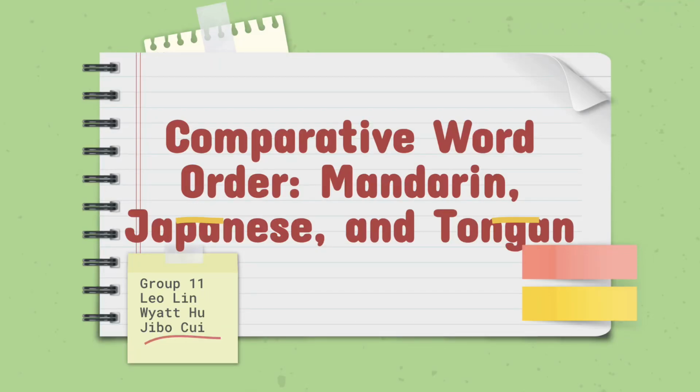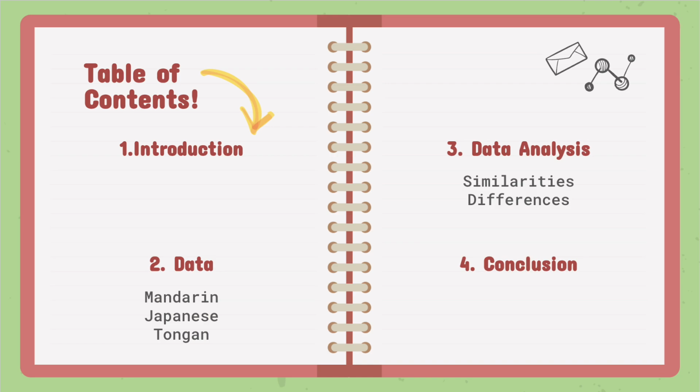Today our group is comparing word order patterns across three languages: Mandarin, Japanese, and Tongan. Our presentation is organized into four main parts. First is the introduction. Second, we present data from the three languages. Third, we compare the languages' similarities and differences. And finally, we end with a conclusion. Next, I will begin with the introduction.